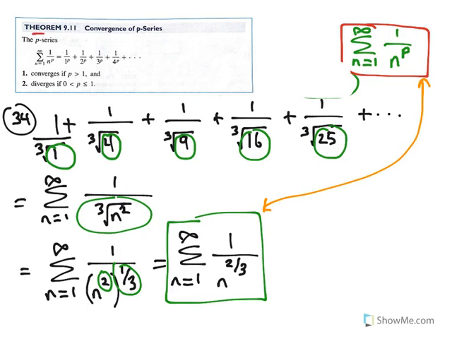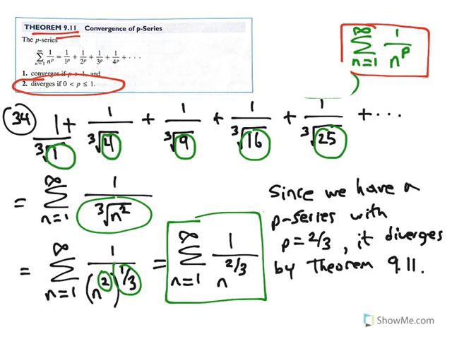So we can see that using theorem 9.11, this series will diverge because our P value is greater than 0 but less than or equal to 1. Therefore, our series will diverge by theorem 9.11. And your conclusion would be stated just as I wrote here. Since we have a P series with P is equal to 2/3, it diverges by theorem 9.11, and that's all you've got to do.